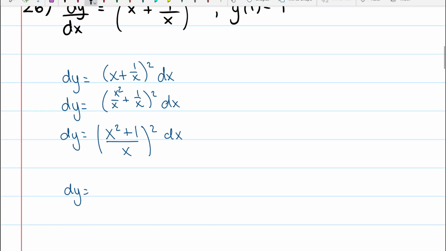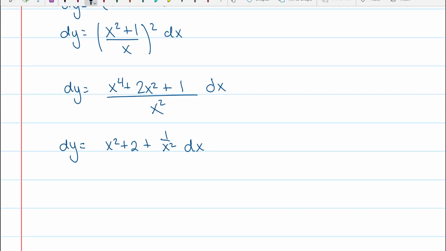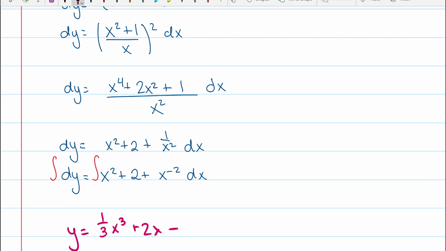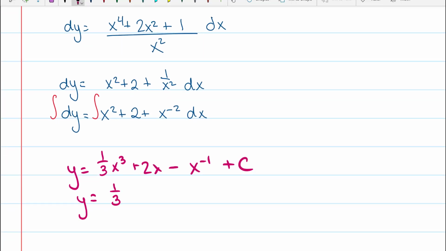So dy is going to be equal then to x to the 4th plus 2x squared plus 1 over x squared dx. So dy is going to be equal to x squared plus 2 plus 1 over x squared dx. So we get dy is equal to x squared plus 2 plus x to the negative 2 dx. And then I'm going to integrate both sides. And I get y is equal to 1/3 x cubed plus 2x minus x to the negative 1 plus c. So y is equal to 1/3 x cubed plus 2x minus 1 over x plus c.